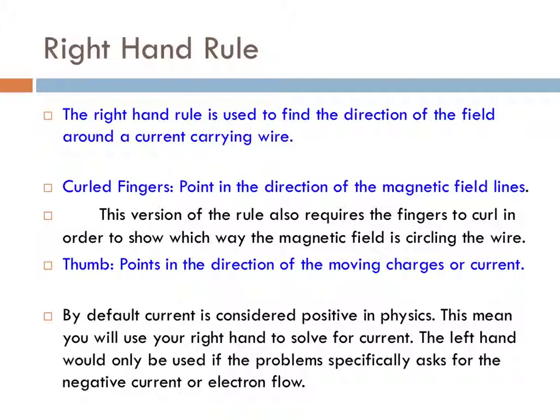So what we're going to do is apply a technique called the right-hand rule. The right-hand rule is used to find the direction of the field around a current-carrying wire. What that means, it's very specific that it's a current-carrying wire. We said at the beginning of this video that a magnetic field is created around a wire that carries current, like we saw in circuits. So we can use the right-hand rule to find the direction of that magnetic field around a current-carrying wire. So for us, the curled fingers are going to point in the direction of the magnetic field lines, and we'll see an example of that in just a second, and the thumb is going to point in the direction of the moving charges or the current.